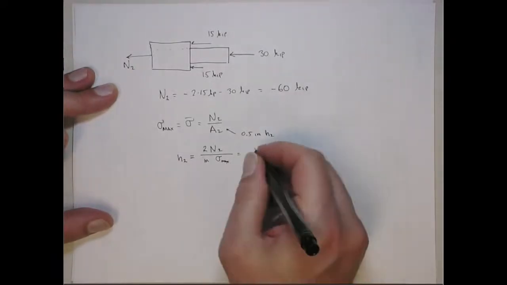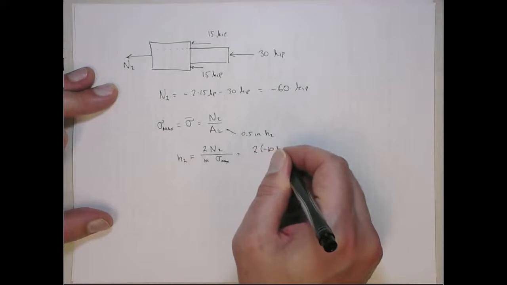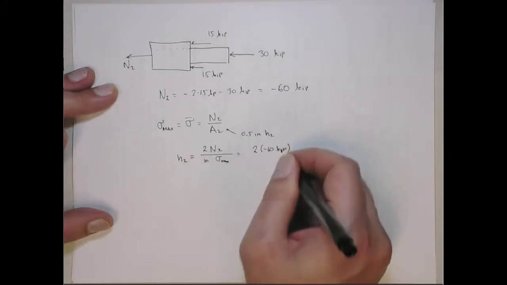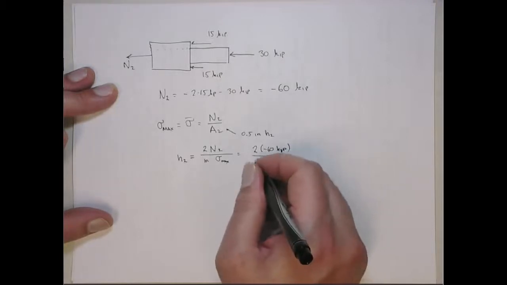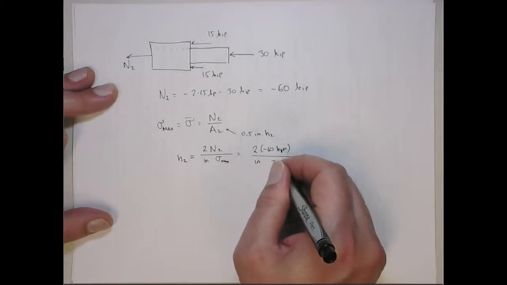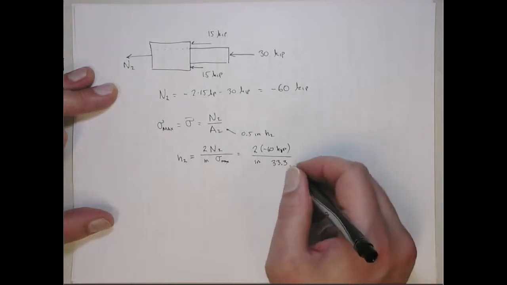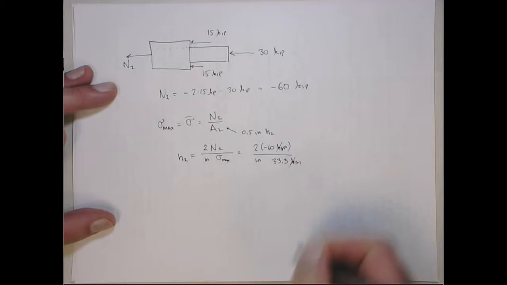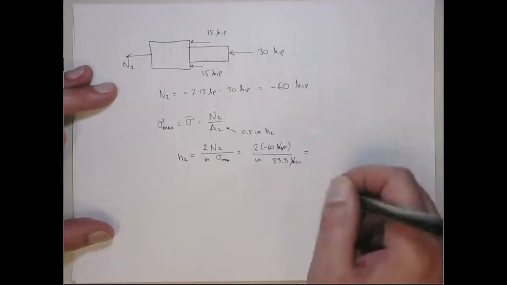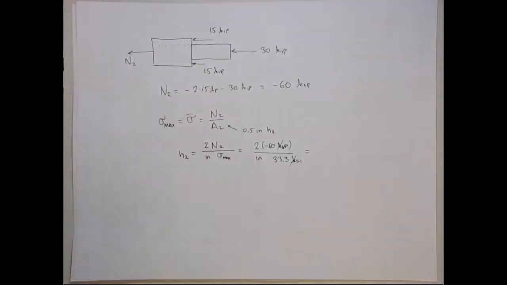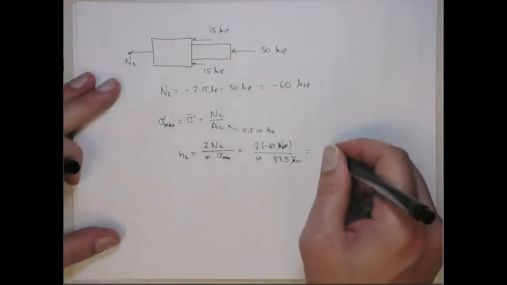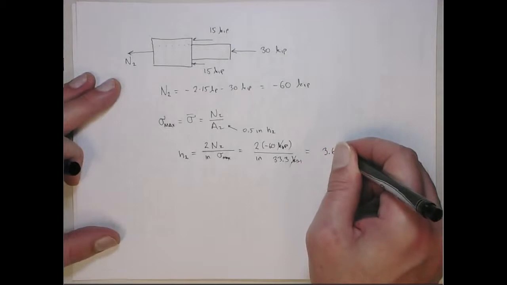And so that gives me 2 times minus 60 kips, right? Not to get confused with the kips with the KSI. Over, I got an inch down here, sigma max is 33.3 KSI. The K's kind of cancel out. I got an inch squared over inch. The units work the same way as before. And so now H should be double what it was before. So this is 60 enter, 2 times, 33.3 divide. So I get here 3.60 inches.